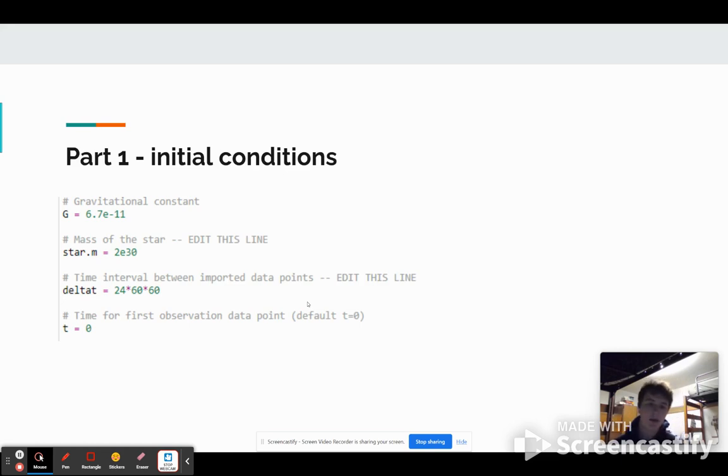To start, we've got our initial conditions for our black hole in part 1. So we've got the gravitational constant, the mass of the star, and then delta T is the number of seconds in a day. That number comes out to 86,400, I think.